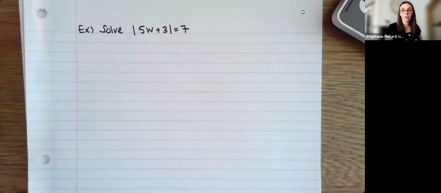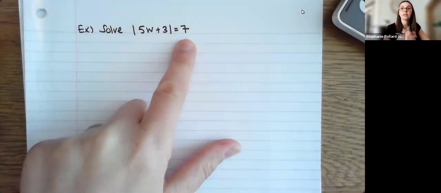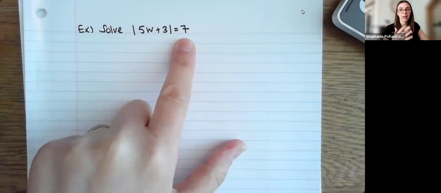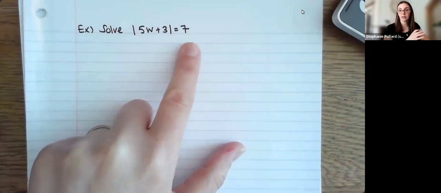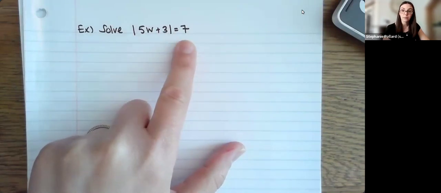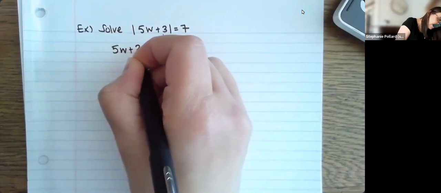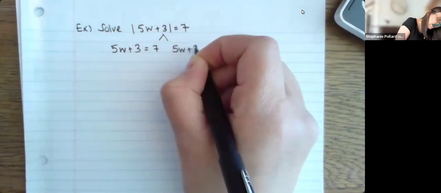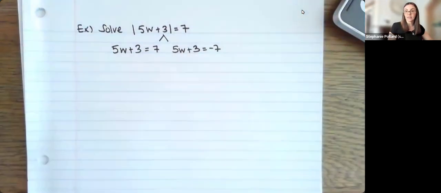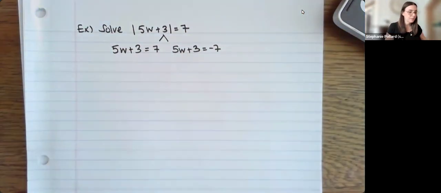Notice that the absolute value is already isolated, meaning that it's by itself on one side of the problem, and the other value is either positive or 0. Again, no absolute value is equal to a negative number. It can't happen. So this is good. What we do is split this into two problems. I take the 5w plus 3 and set it equal to 7, and then I also take the 5w plus 3 and set it equal to negative 7. And now I'm going to solve.